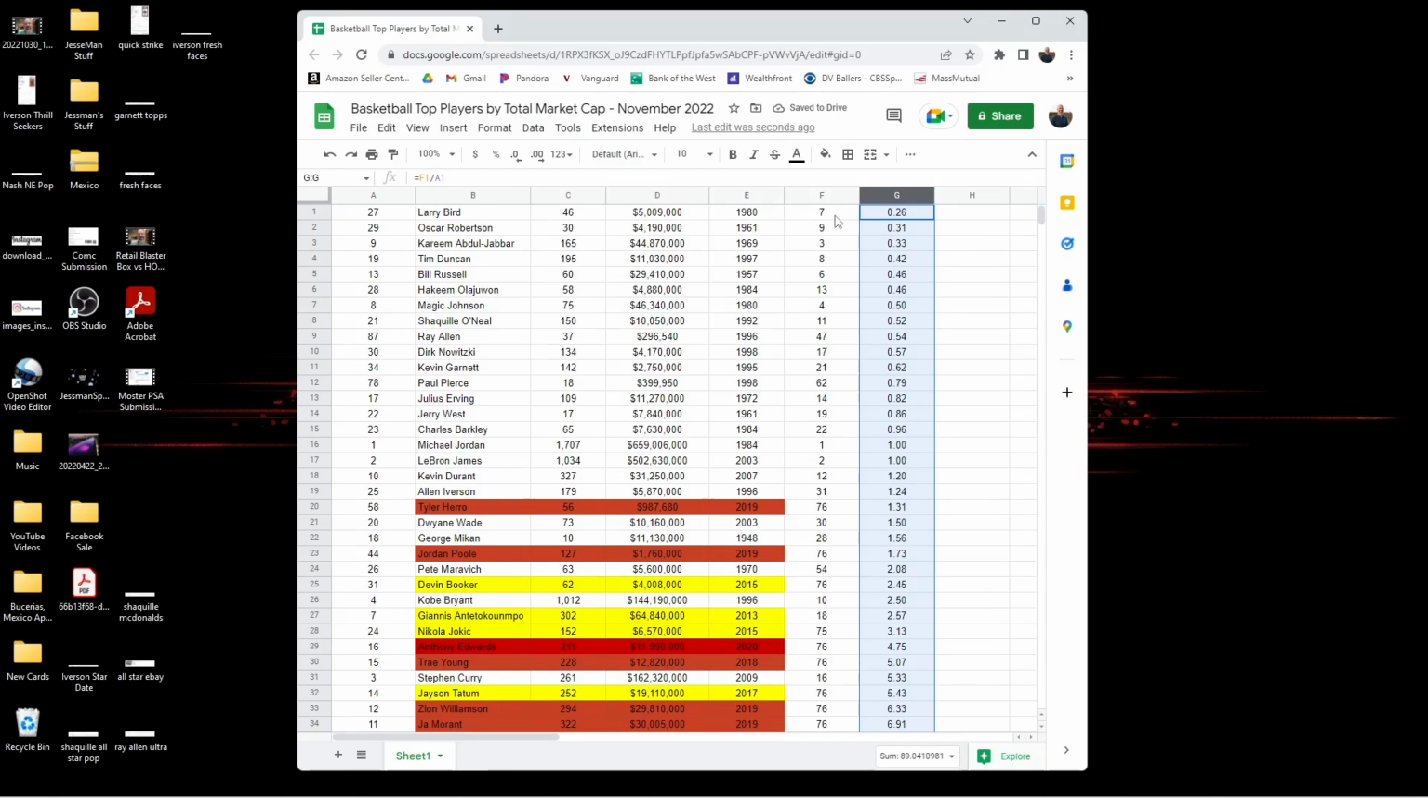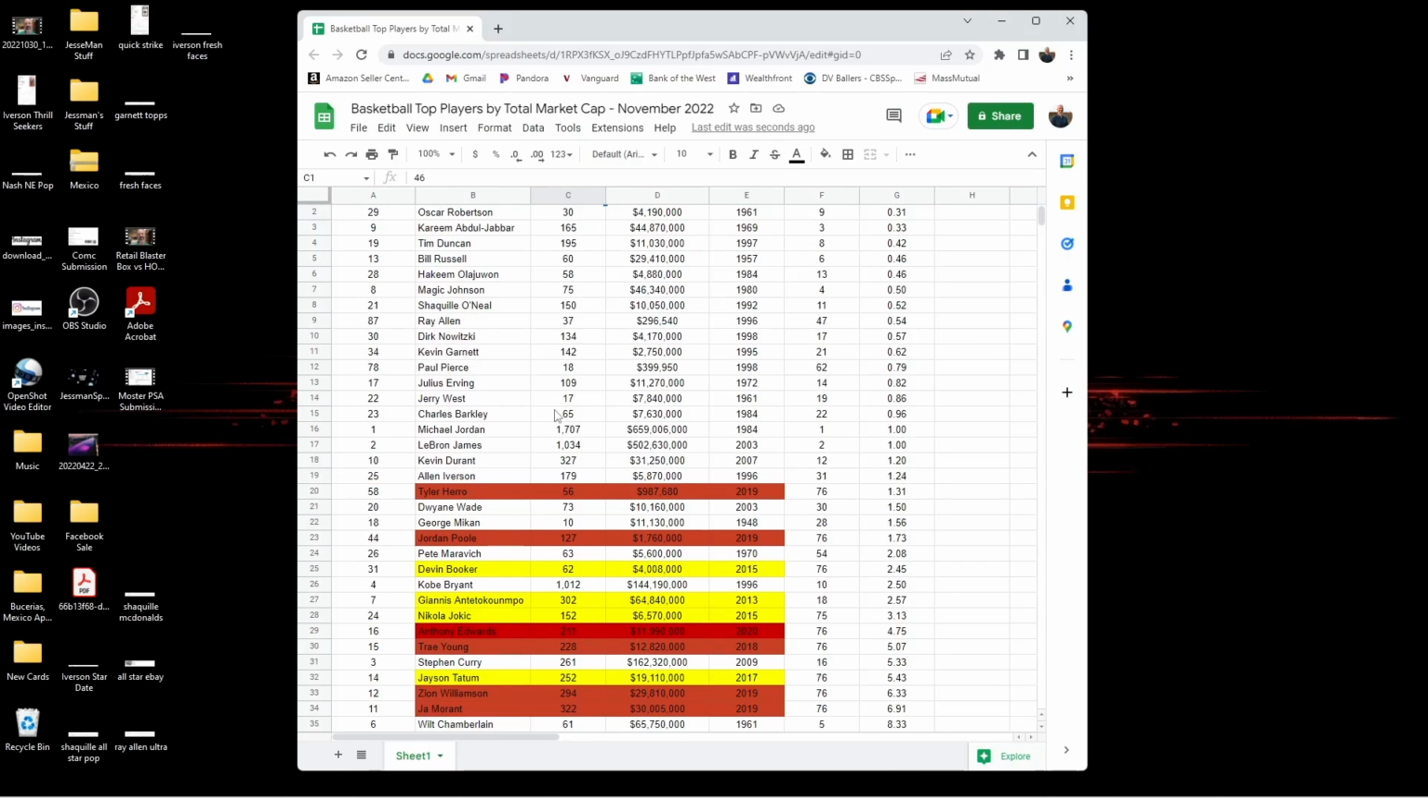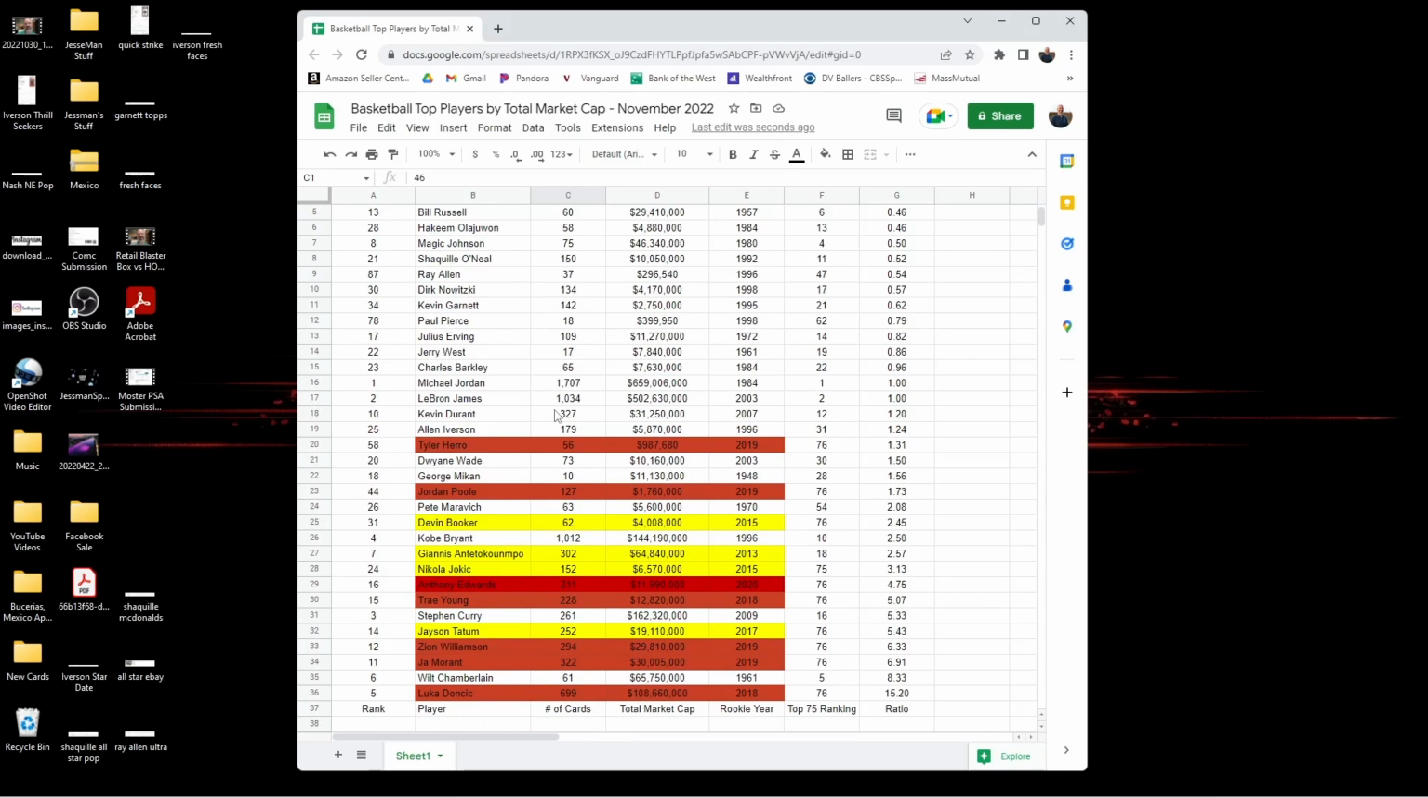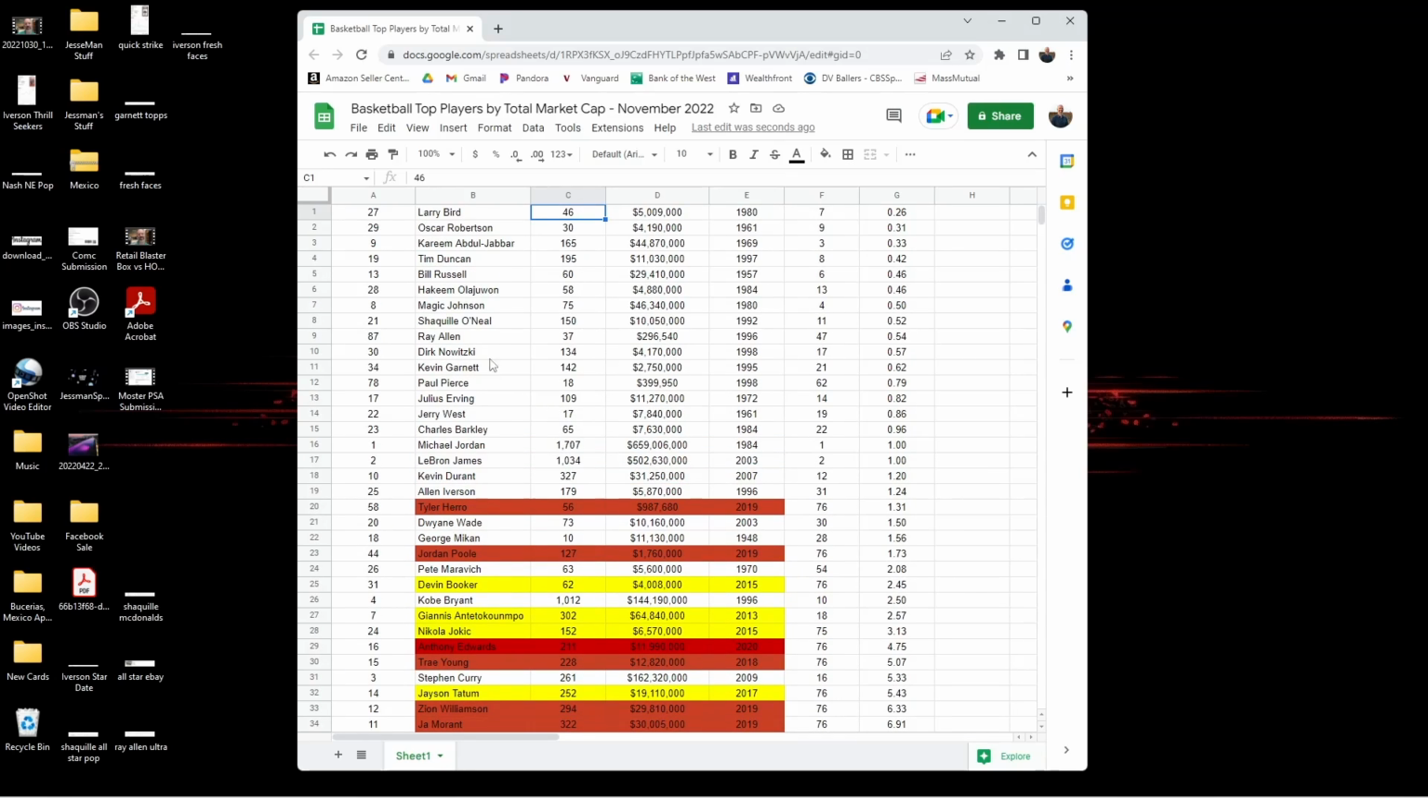So Larry Bird is ranked 7th overall in the top 75, 27th in total market cap at 5 million. Only 46 cards. So maybe if there was more cards, and maybe there should be, because I think if you look at Magic Johnson, yeah, he has 75. So should this be equal? Probably.